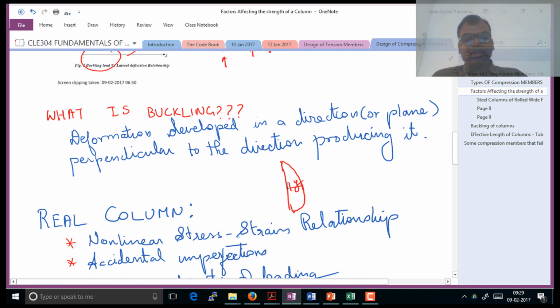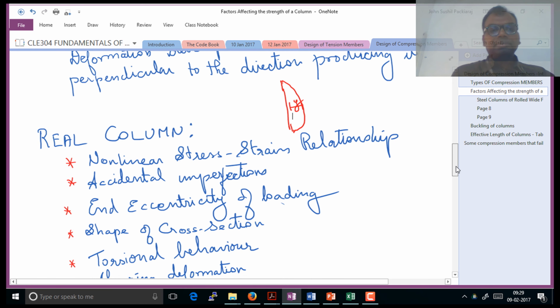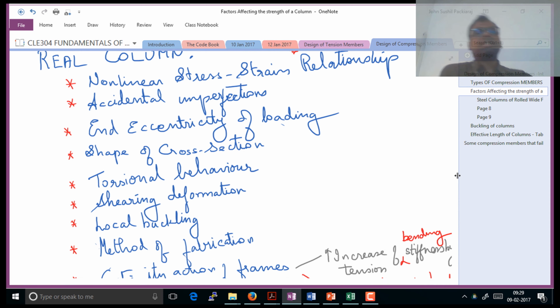Now I'll need to zoom out a little. So this is the reality about columns. There is a non-linearity in the stress strain. Why is this non-linearity appearing? You don't expect non-linearity in a steel material, but when you are producing the steel, some stresses get locked in. So this causes a non-linear behavior of the stress strain diagram.